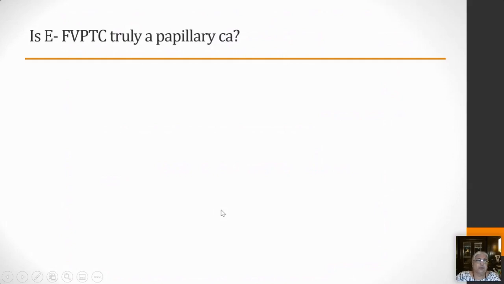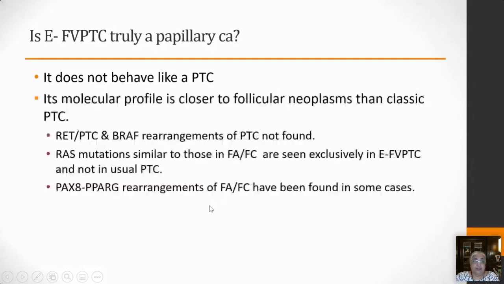So when all of this came through, the question was, is this follicular variant of papillary thyroid carcinoma truly a papillary carcinoma? We've just seen it does not behave like a papillary thyroid carcinoma. Its molecular profile, moreover, was closer to follicular neoplasms than classic papillary thyroid carcinomas. You know that papillary thyroid carcinomas have BRAF mutations and RET PTC translocations. These were never found in this encapsulated variant, which people were calling EFVPTC.